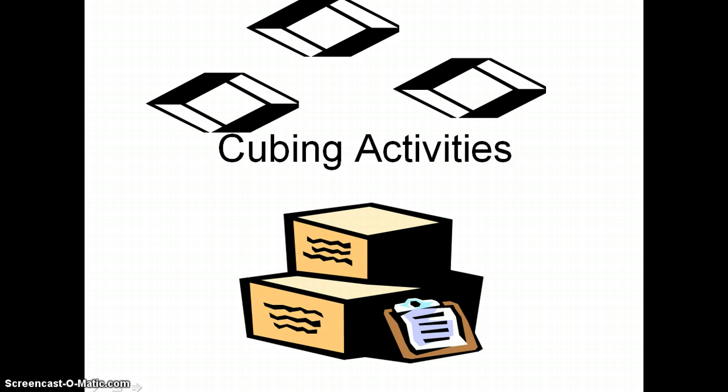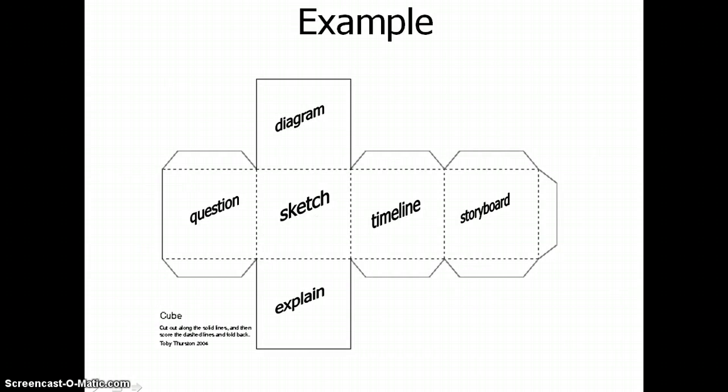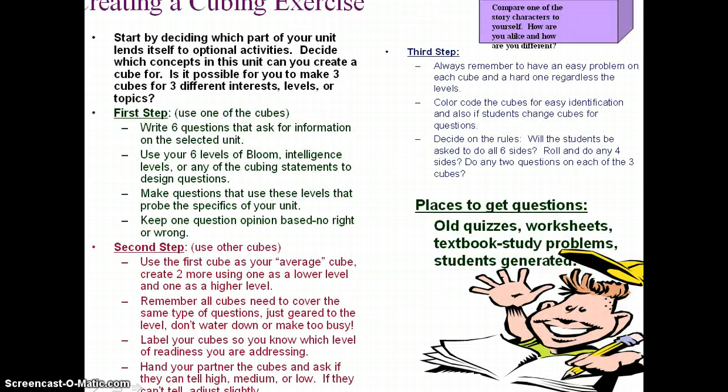Going back to our lesson plan, handy dandy lesson plan guide, here are the bottom 3 tasks. It would be easy to do by giving them cubes. Each one might be a different cube where they would have choices of tasks that they could complete based on, again, their readiness, their interest, or their learning style. And what we're going to look at is some examples of what a cubing exercise might look like. So you can go ahead and take a look at this one.